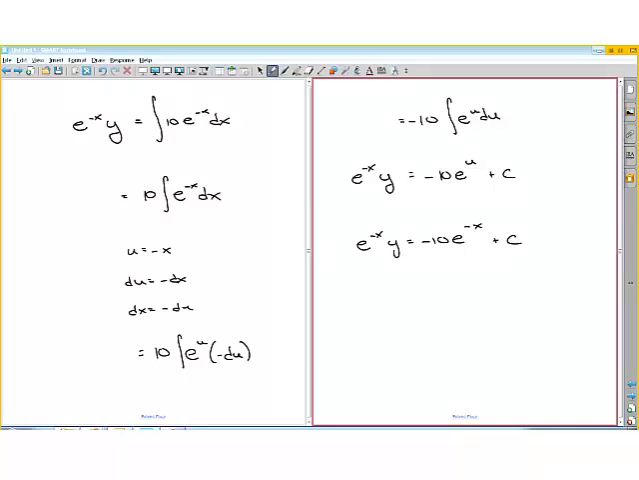And then we want to finally get y by itself, so we divide by e to the minus x. We're dividing everything by the same quantity, so these cancel out, and you end up with y is equal to negative 10 plus c over e to the minus x, which I would probably change so that the negative number is second. So I get c e to the x minus 10.